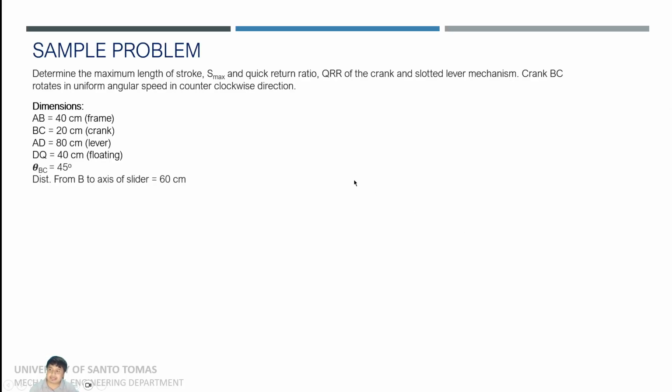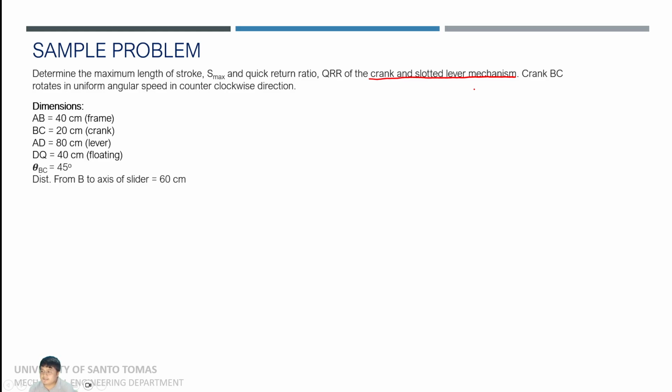Okay, so for this example, we will now solve the maximum length of stroke for a crank and slotted lever mechanism. We have the given lengths of our links: AB, BC, AD, and DQ. And we also have the distance between B and the slider. So this should be the horizontal distance, no?